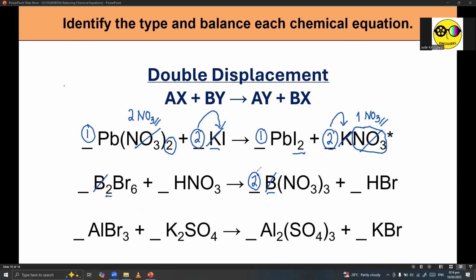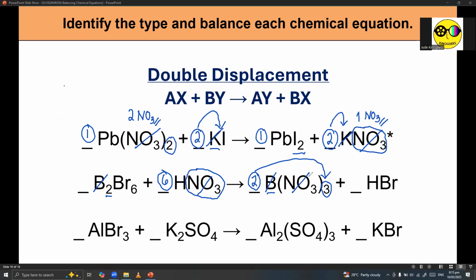As a consequence, nadamay si NO3. Okay. So now, because meron kang 3 sa labas ng parenthesis, you have 2 times 3, 6 groups of NO3. And since walang parenthesis dito, you only have one group of NO3. So in order for 1 to become 6, you have to multiply HNO3 by 6. So balance na yung NO3 groups.